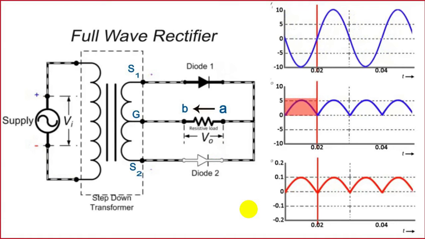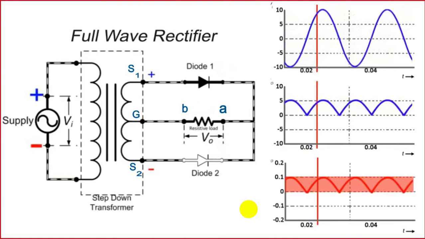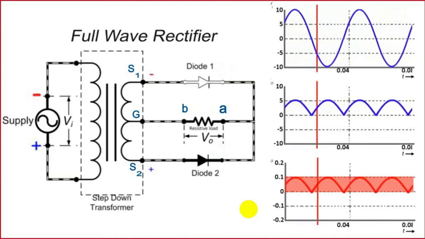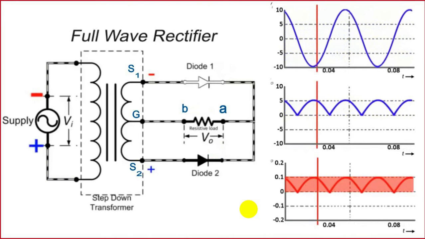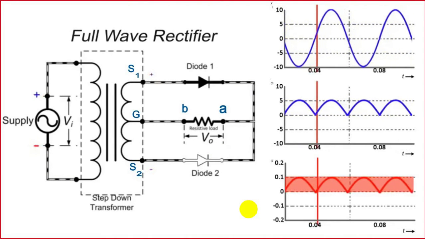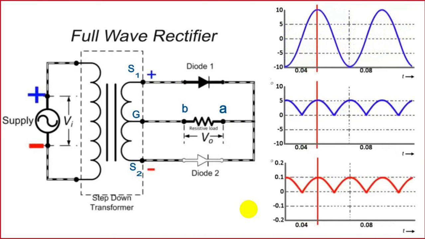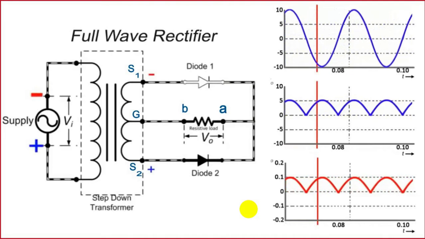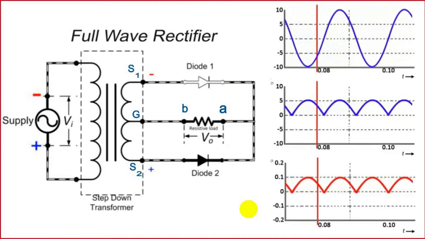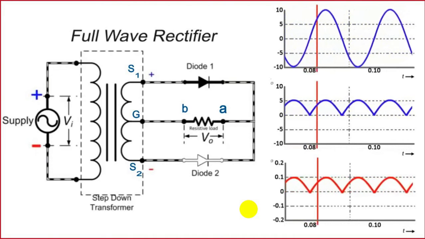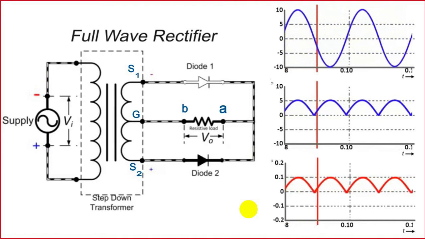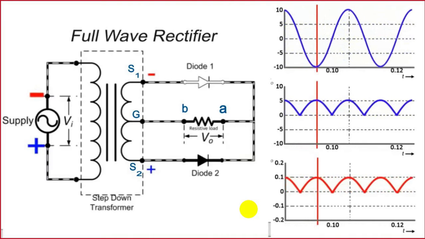Okay, so what we see, as the input voltage changes the polarity, at the output we get both positive and negative sides in the same direction. That means we get a DC output. That means we rectify both sides, both positive half and negative half. So it is called a full wave center tap rectifier. So it is doing the full wave rectification.